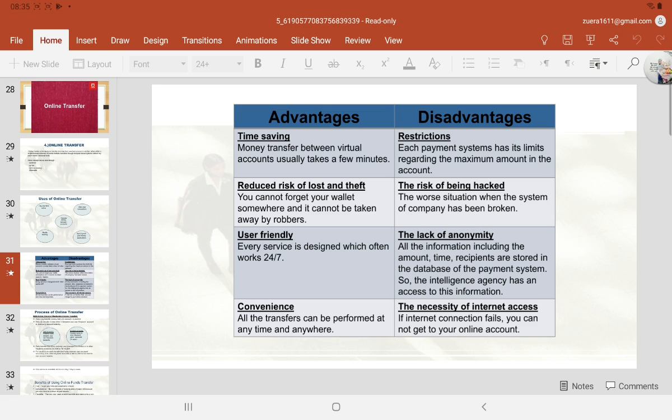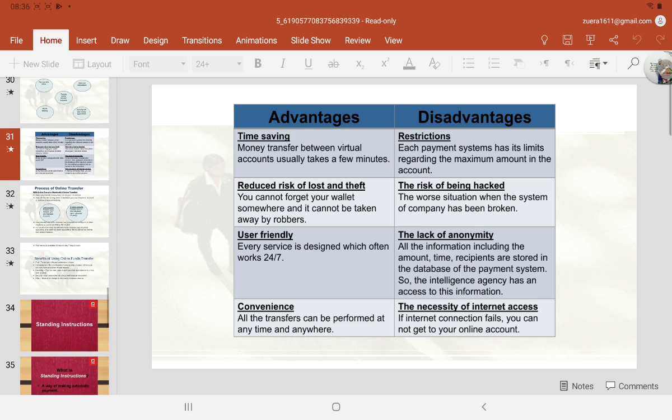Then there is the lack of privacy, because all the information, including the amount, time and recipient, can be stored in the database, and the customers' database can easily be accessed by other people. And then there is the necessity of internet access. Especially for online transfers like e-banking and internet banking, you must have internet access to do any online transfer. So these are the advantages and disadvantages of the online transfer.